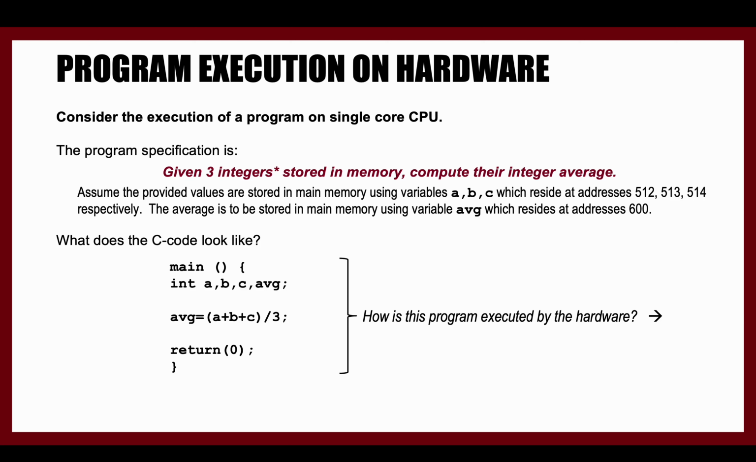The result is stored. The computed integer average is then stored in the average variable, which resides in memory address 600. Completion. The program returns 0, signaling the successful completion. This return statement informs the operating system that the program has finished its execution.